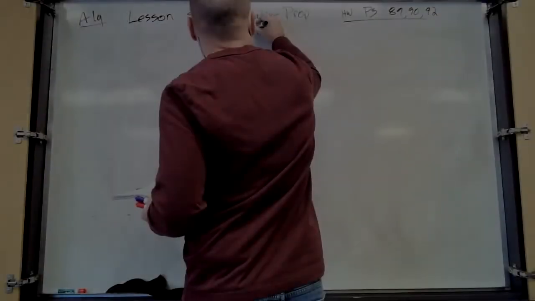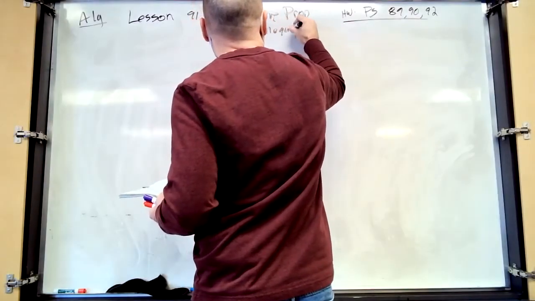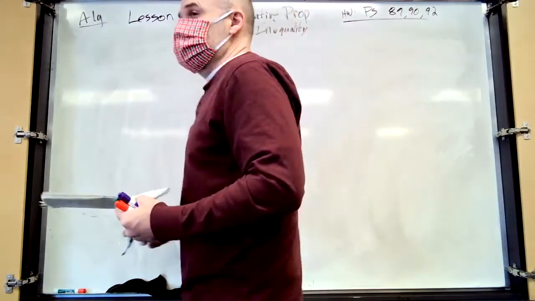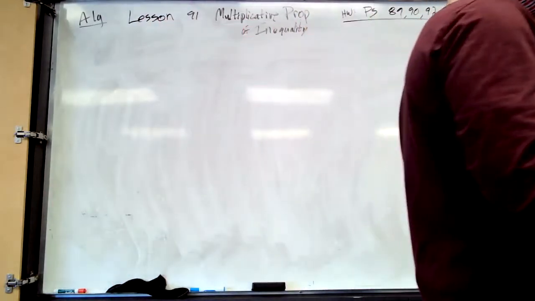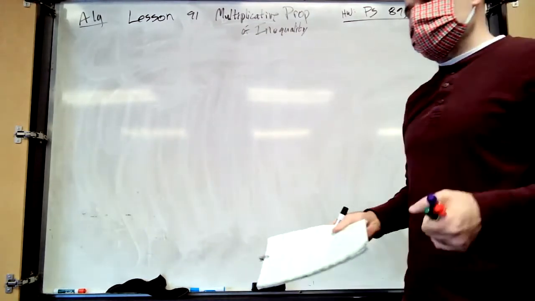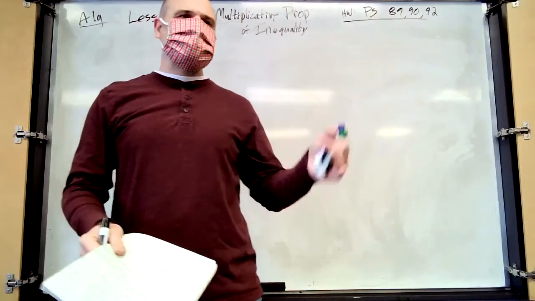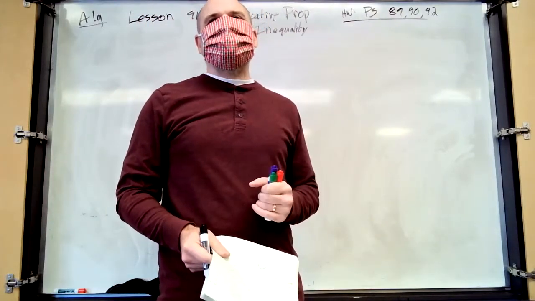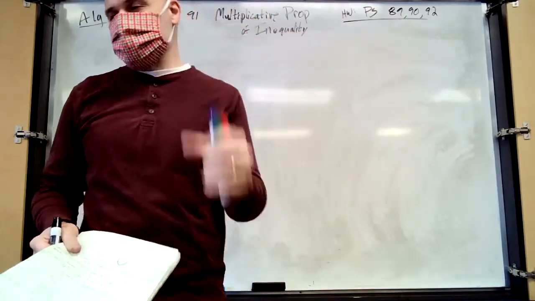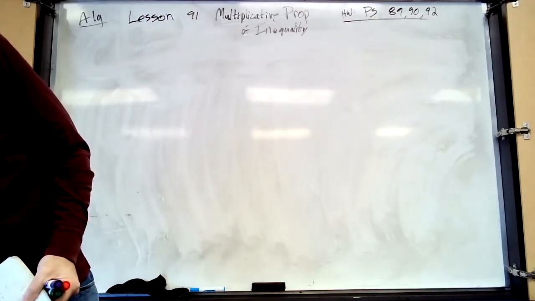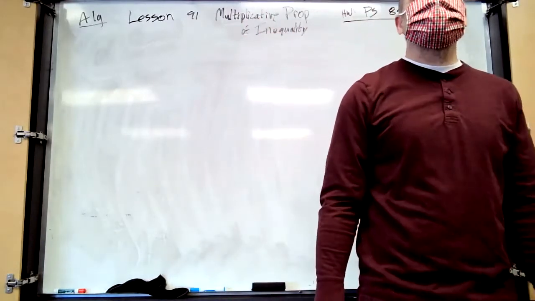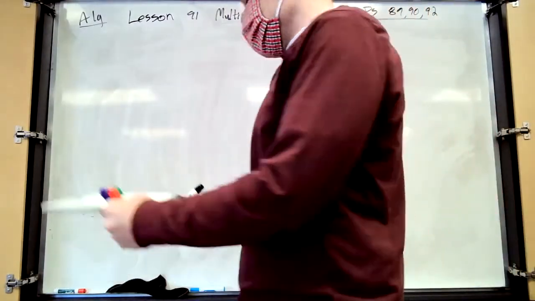So this is the multiplicative property of inequality. The multiplicative property of equality is whatever you do to one side, you can do to the other, right? If you multiply by 5 on the one side, you have to multiply by 5 on the other. But the only difference with the inequality is when you multiply by a negative number, you have to flip the symbol. Remember, an inequality is like the less than or greater than or less than or equal to, greater than or equal to. So everything's the same, except when you multiply or divide by a negative number, you have to flip the symbol. I'll explain it to you in a second here.